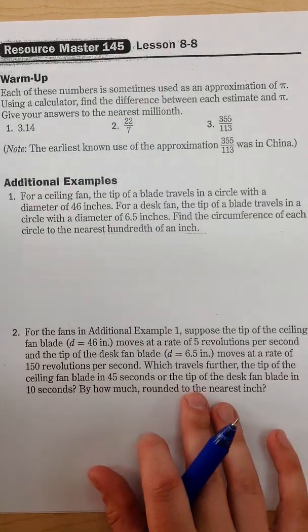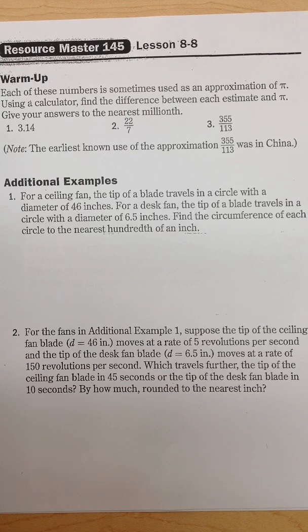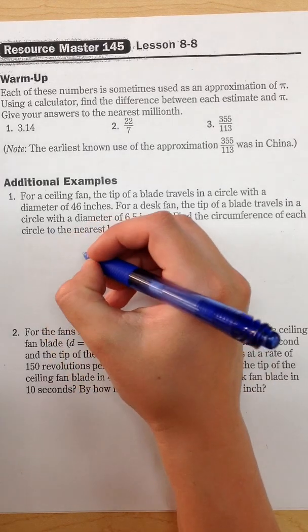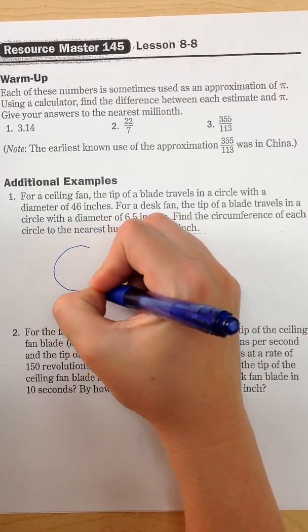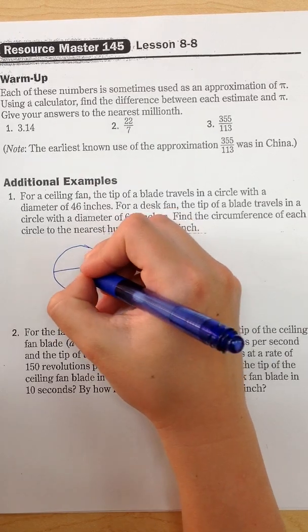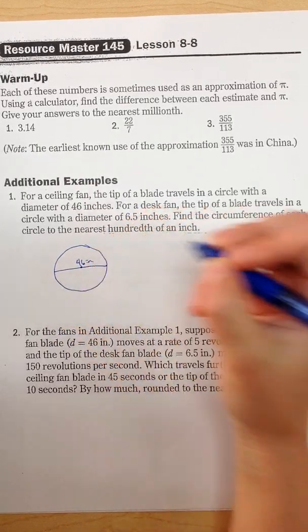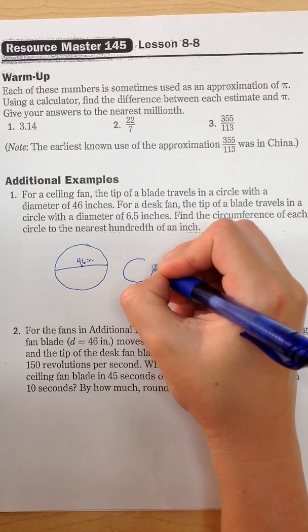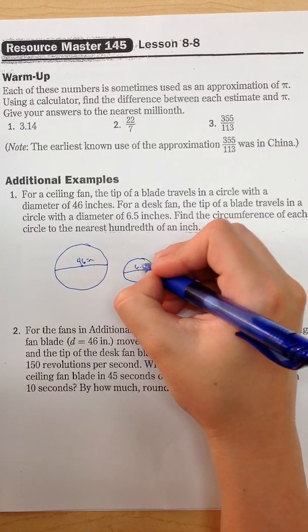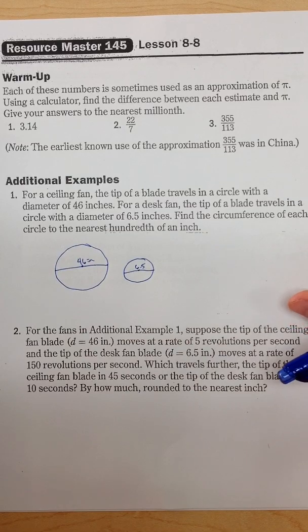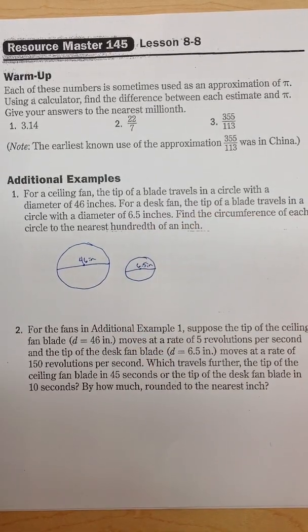So on our example sheet, it says for a ceiling fan, the tip of the blade travels in a circle with a diameter of 46 inches. And then for a desk fan, the tip of the blade travels in a circle with a diameter of 6.5 inches. And we're supposed to find the circumference of each to the nearest hundredth of an inch. Okay, so we've got two circles. One of them has a diameter of 46 inches, and the other one has a diameter of 6.5 inches. So we want to find the circumference of both of those.